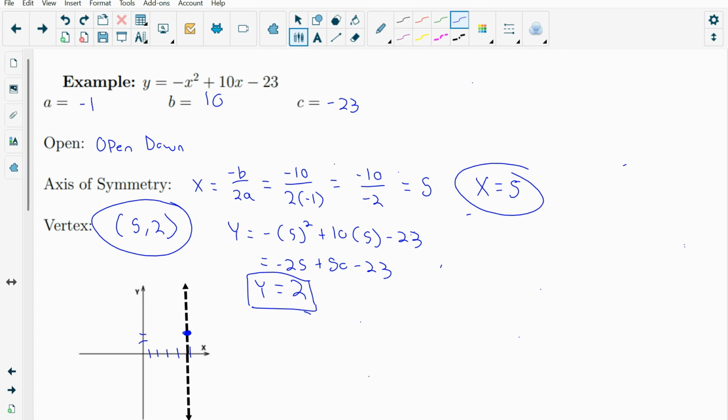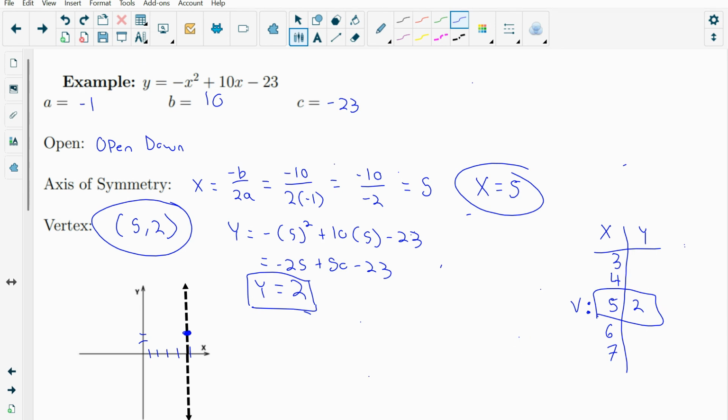So now to calculate the rest of my values, I'm going to go ahead and make a table. So I've got my x and y values. Okay, I already know where my vertex is, so I'm going to be sure to make that the middle of my table. So I'm going to make 5 my middle point, and I know that my output is going to be 2. Now I'm going to go in both directions. So 2 to the left would give me 4 and 3. 2 to the right would give me 6 and 7.